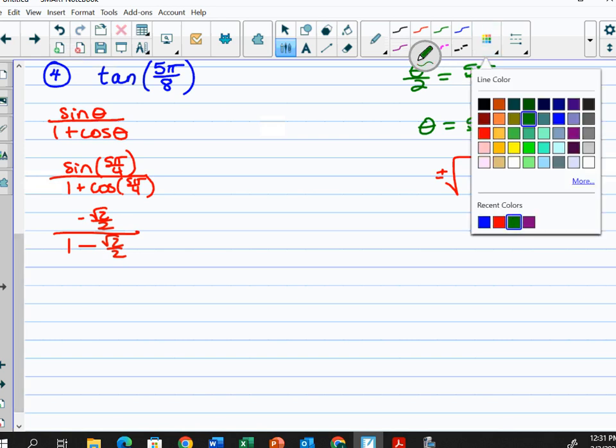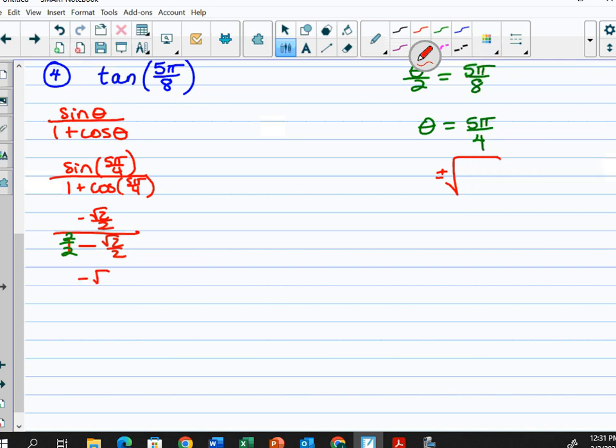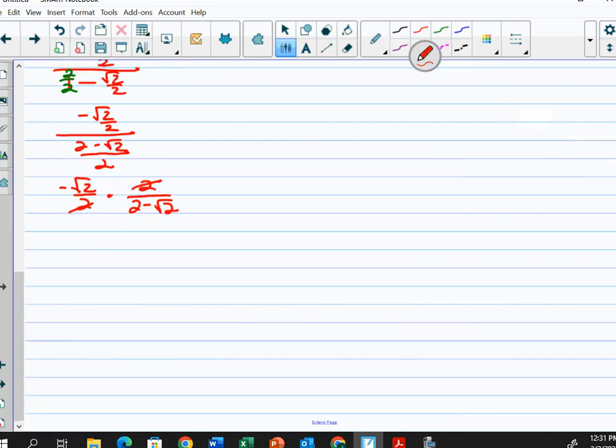All right, this one I'm turning into 2 over 2. There's so many 2's in this problem. Okay? You okay with that? All right, then I'm going to multiply by the reciprocal. So negative root 2 over 2 times 2 over 2 minus root 2. Oh, I have failed. Those would cancel out. I need more room. Oh, I didn't cancel those. I didn't cancel. I'm going to fail. Oh, yeah. Okay.